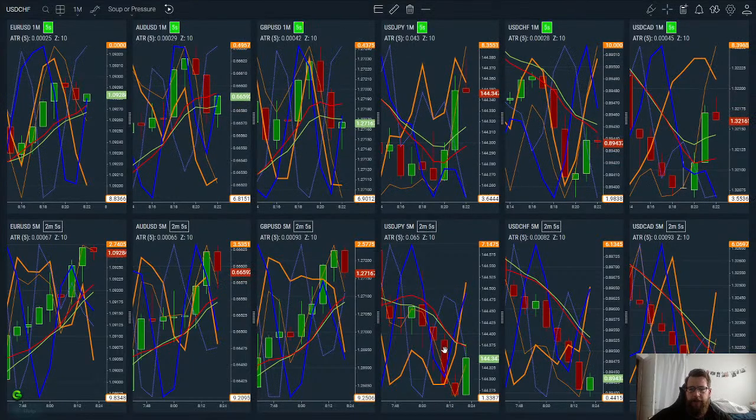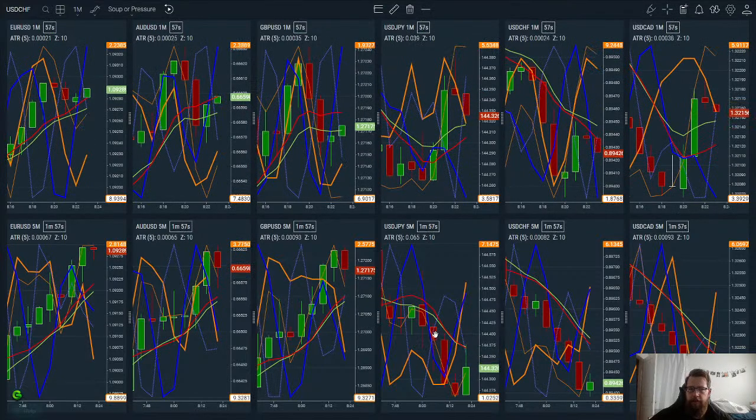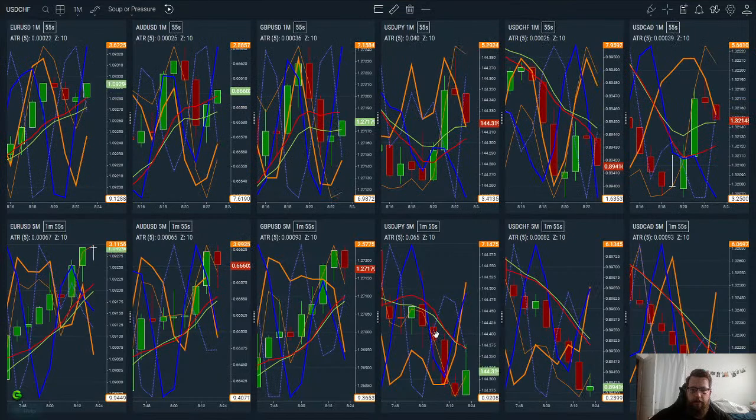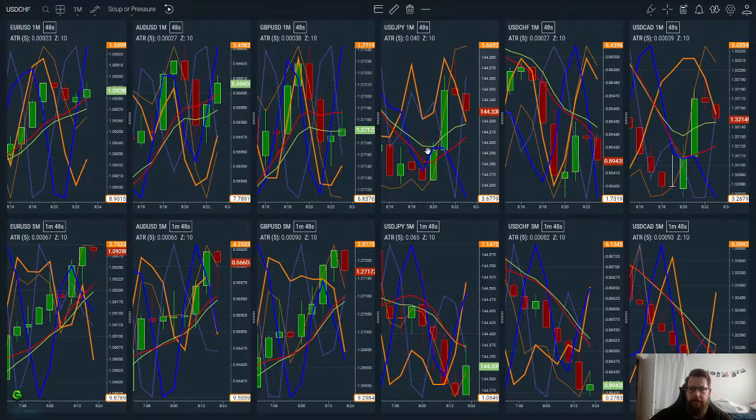Okay, this is interesting. So the yen just tickled the pressure here. Looks like it's moving back down. And if we can get a good signal up here, that's a good opportunity to go short.